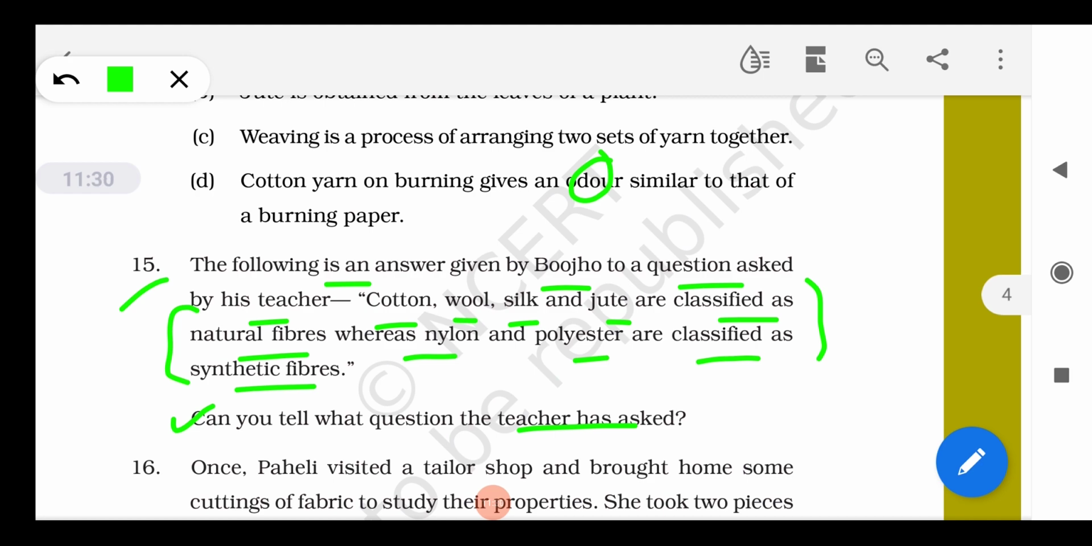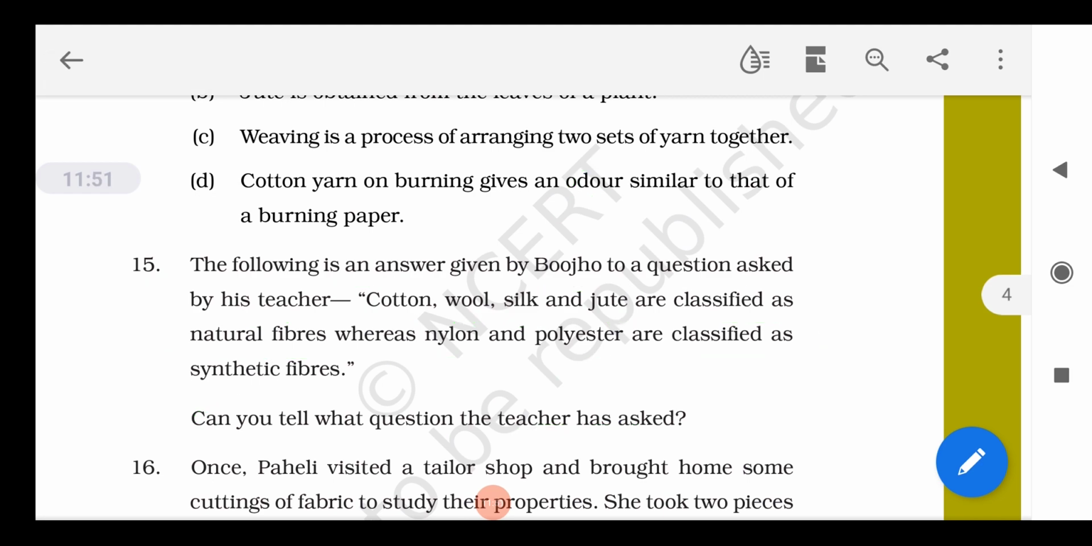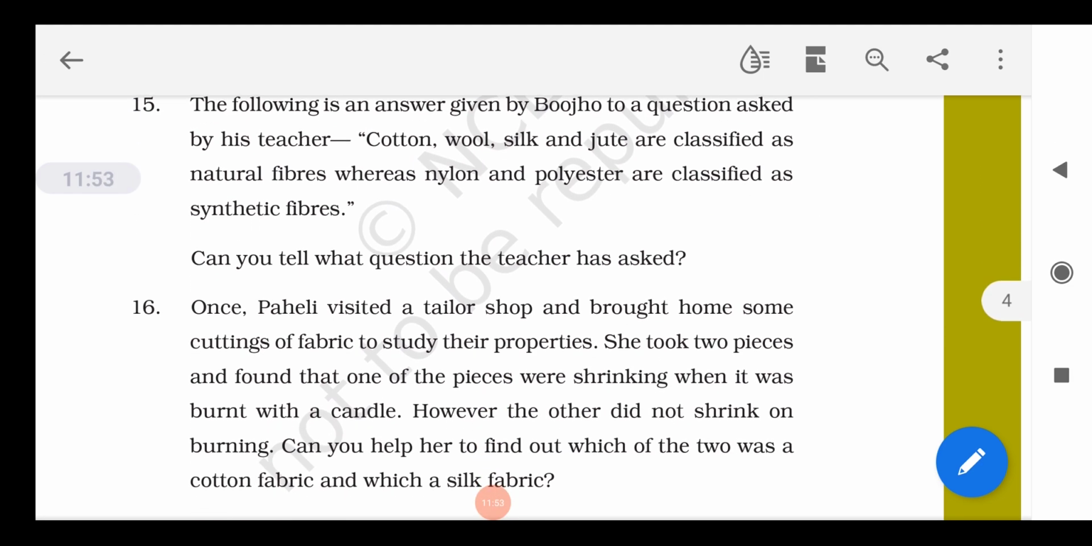Now Bujho is actually telling about the classification of fibers. So the teacher must have asked the students to classify the following fibers into natural and synthetic: jute, silk, nylon, cotton, wool and polyester. So this was the question asked by the teacher to the students.